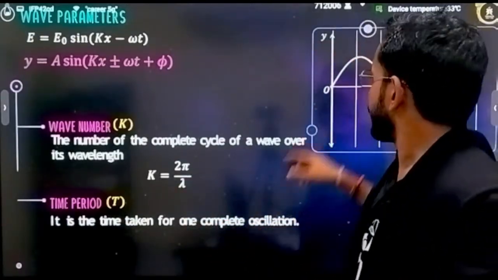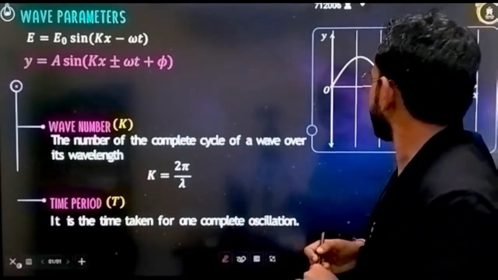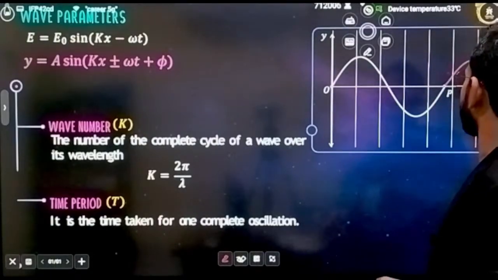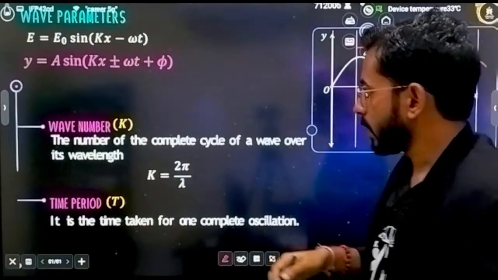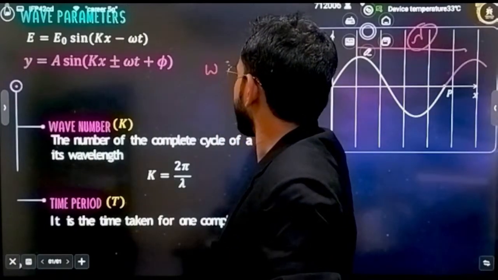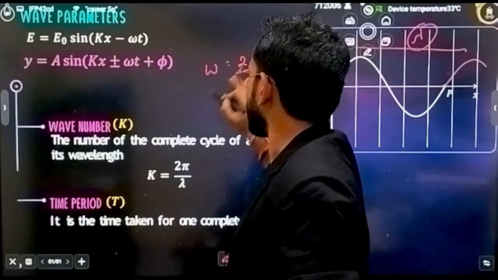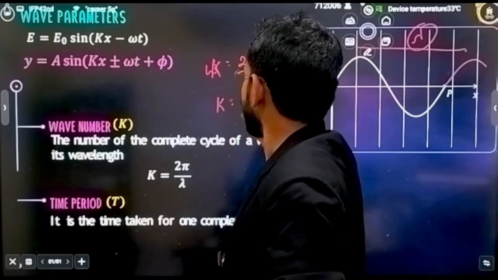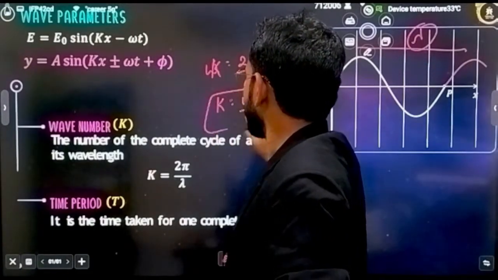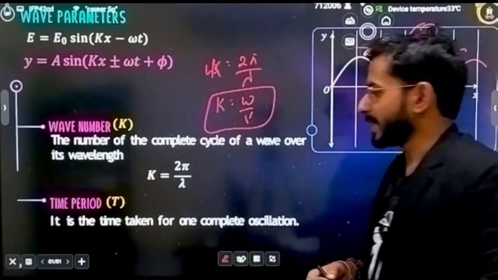Next thing, wave number. Let's suppose this kind of wave is there. This distance is defined as wavelength lambda. Wave number is defined as 2 pi by lambda, and it is represented as k. K is also written as omega by v. Okay, omega by v. What is time period?